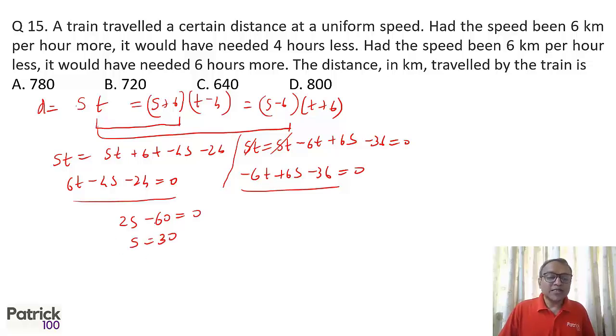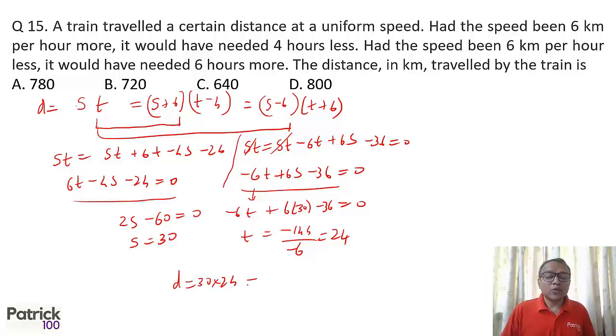The moment you get speed as 30, substitute in any one of the equations to find the value of t. So if I substitute here, minus 60 plus 6 into 30, 180 minus 36, 144, minus 144 upon minus 6, solve it, you'll get 24. So distance will be 30 into 24, which will become 720. Distance is 720.